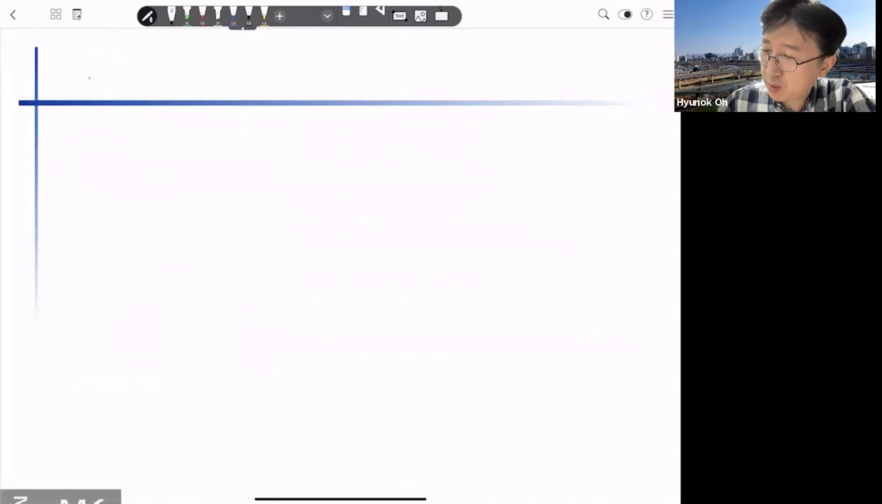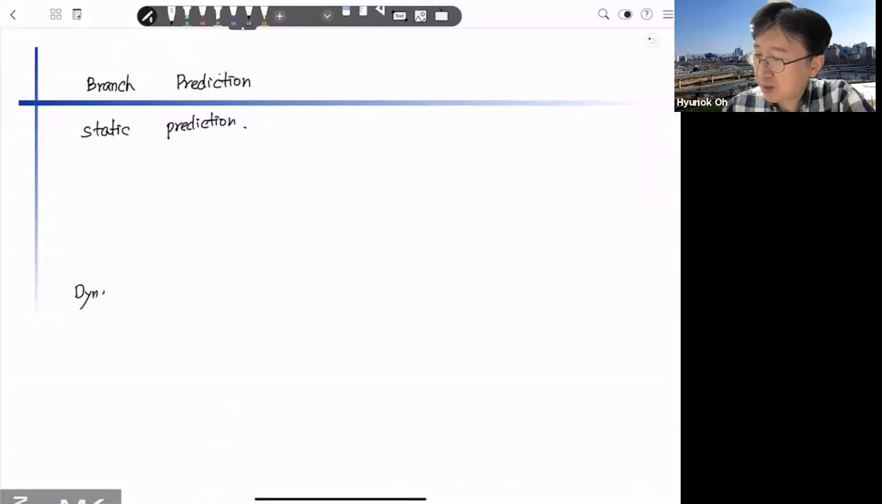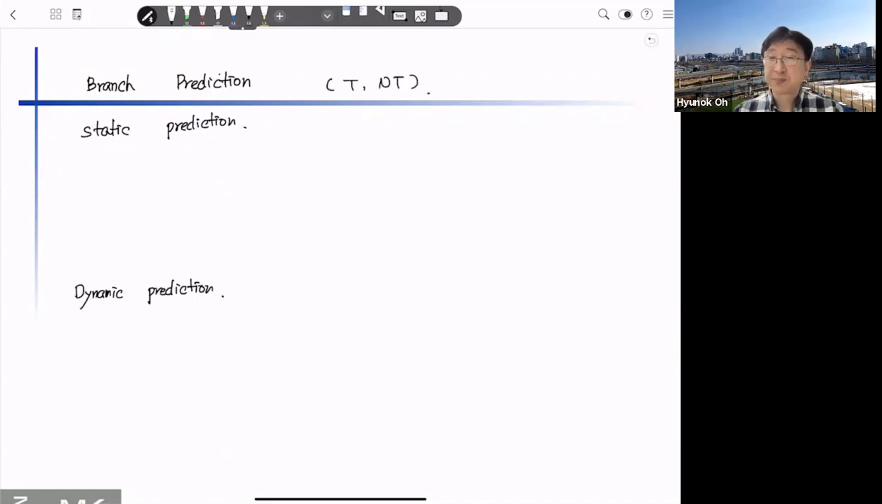So for the branch prediction, there are two approaches. One is static prediction, and the other is dynamic prediction. So branch prediction, there are two outcomes, right? Prediction taken or not taken. Okay, so we have the static prediction case.